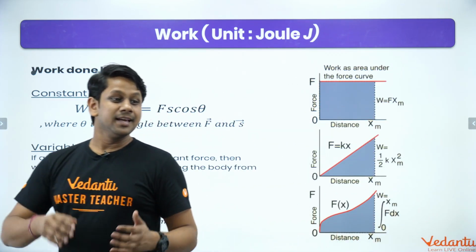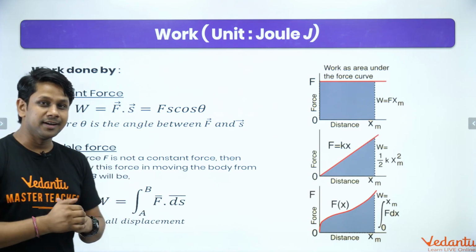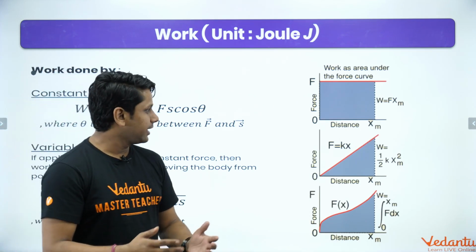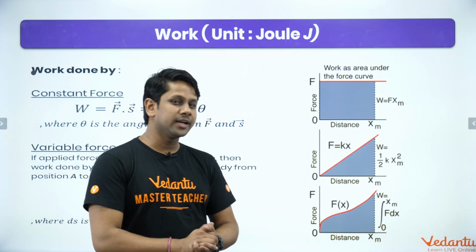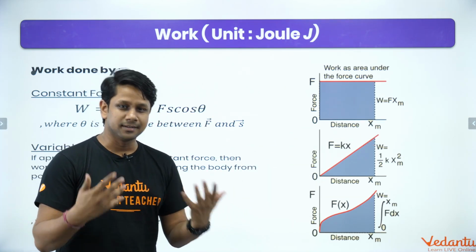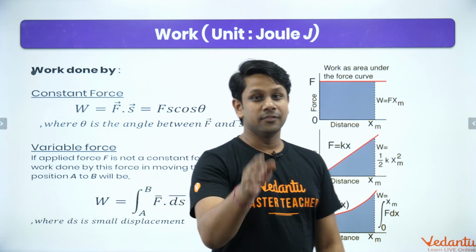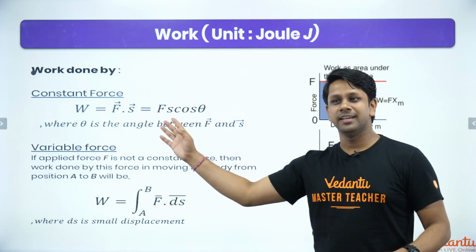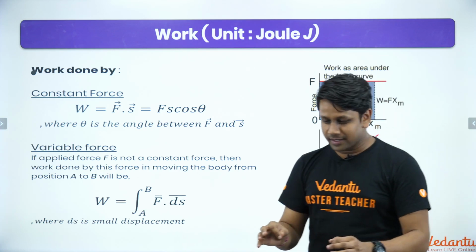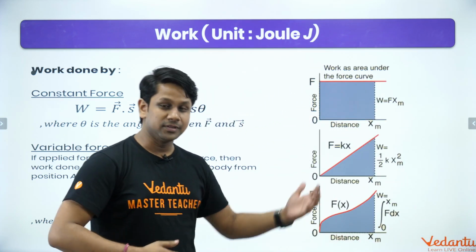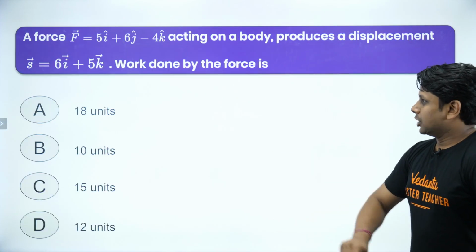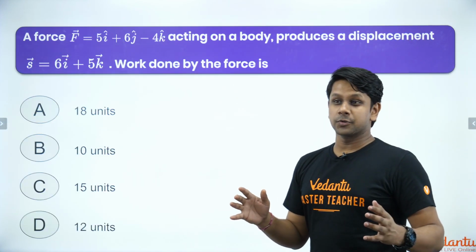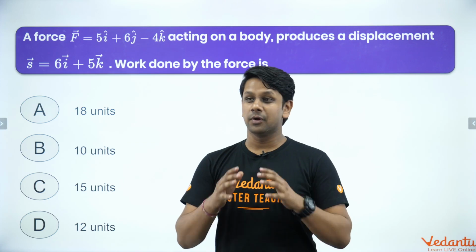Second concept is if you want work done using the graph, and if you have a graph between force and displacement, then how do we get the work done? Area under the curve. So what did we learn here? The work done formula is very simple, F dot ds, and if you want from the graph, then you have to take the area under the curve, okay? Chaliye, so this question, now you have to try this question. Everyone has to tell me what is the answer for this.